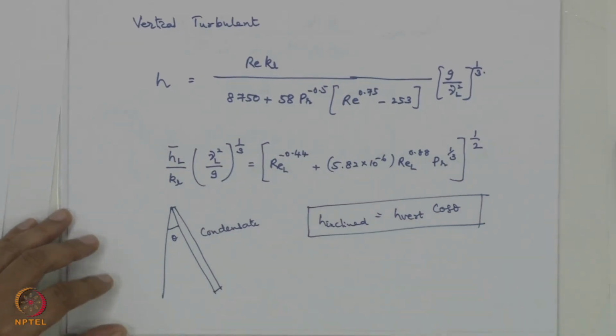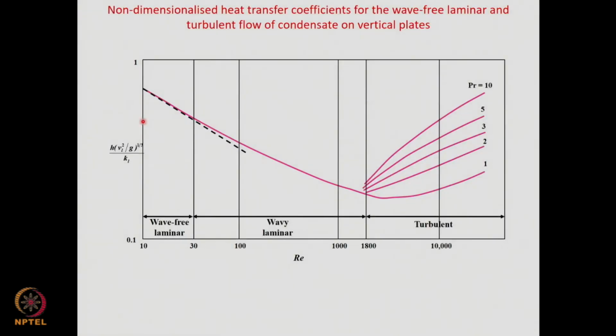So if we spend a little time on this slide, the heat transfer coefficient is continuously decreasing with the increase of the Reynolds number, and in turbulent flow it goes on increasing, and naturally as the Prandtl number increases, the heat transfer coefficient also increases. So this is about the condensation.